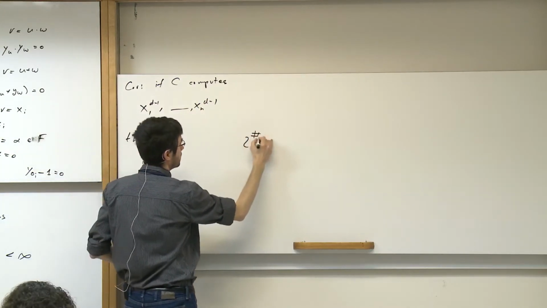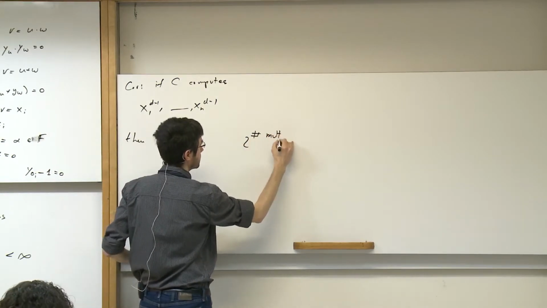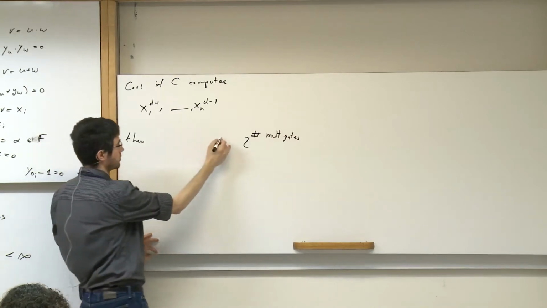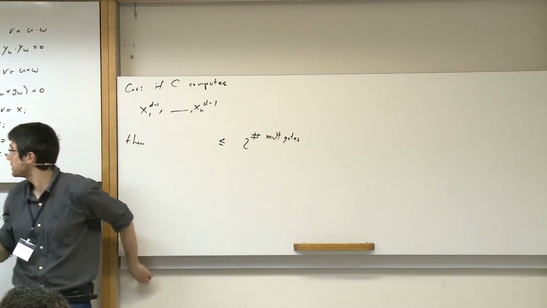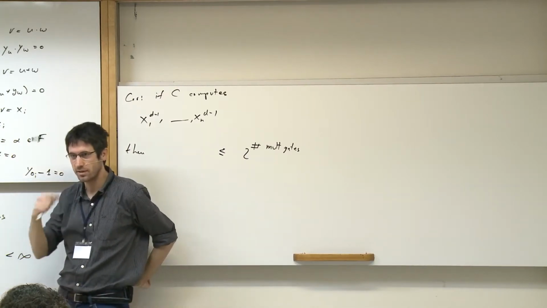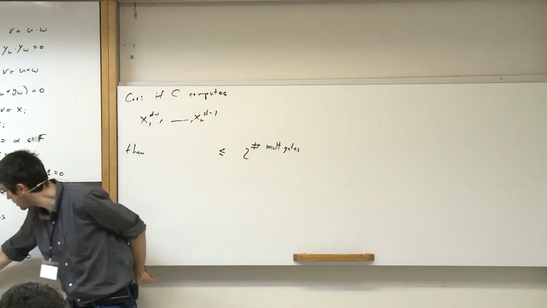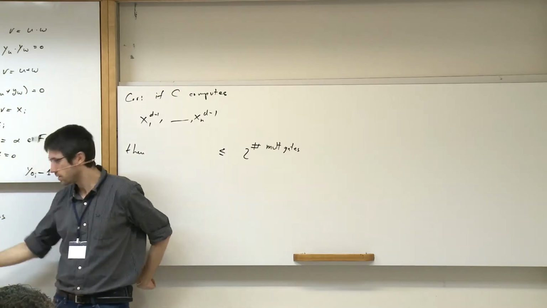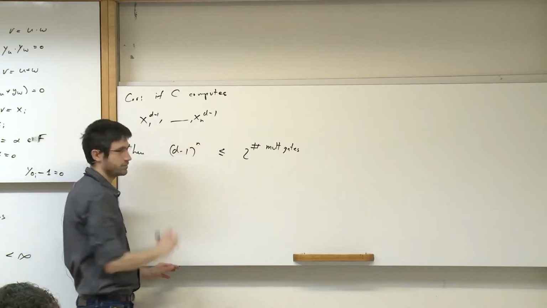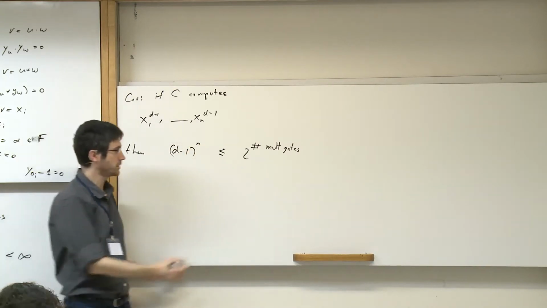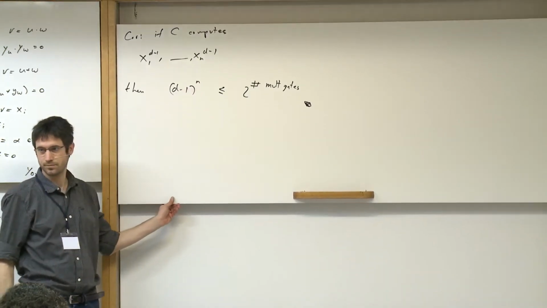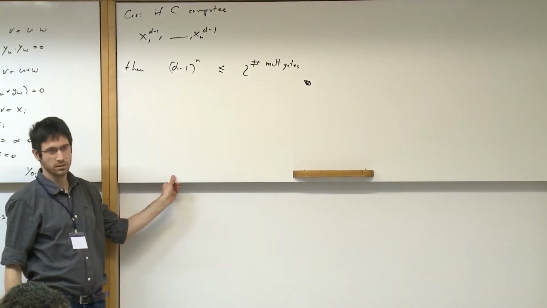2 to the number of multiplication gates should be at least, because this is an upper bound. Actually, it is exactly if you count correctly, but never mind. It's an upper bound. It should be at least the number of solutions, which is d minus 1 to the n. And that's it, right? That's the lower bound. Okay?